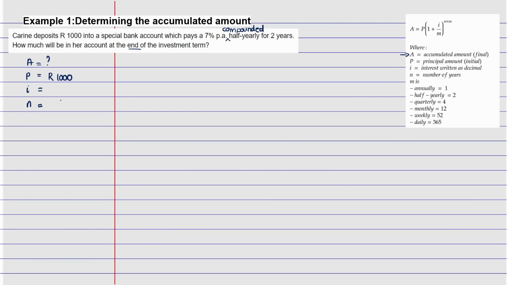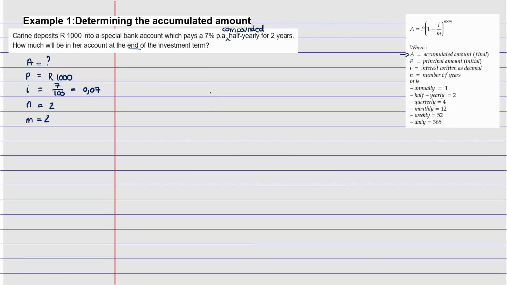We need to know the following. We need I and we need M, right? So we see that M is equal to 2, because this is half yearly. So I is going to be 7% divided by 100, which is equal to 0.07, right? Then N is going to be 2 years, but remember that it needs to be multiplied by M, right?